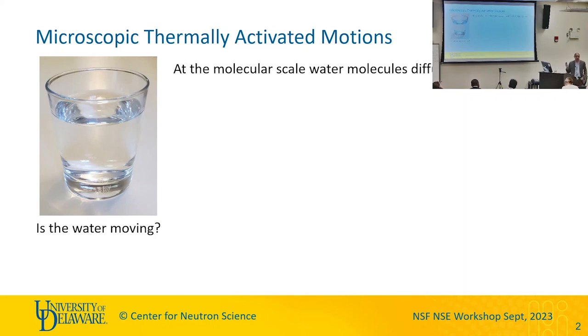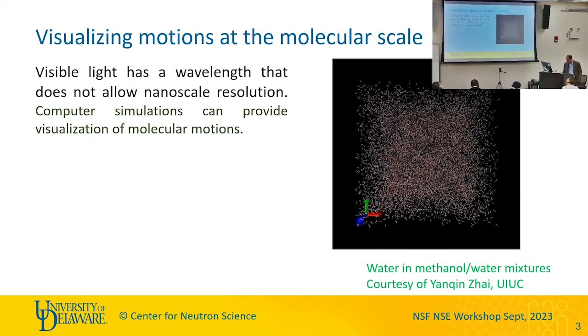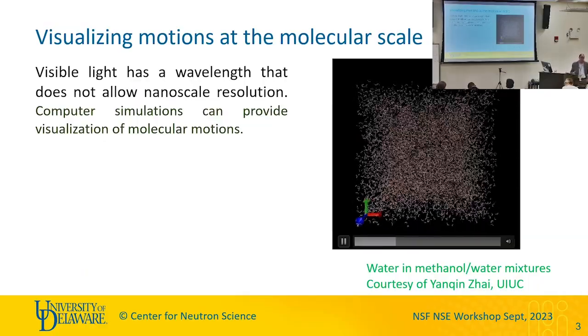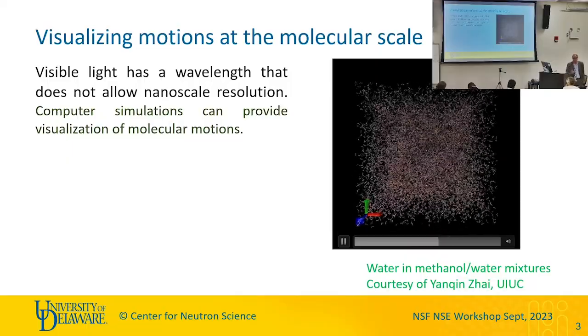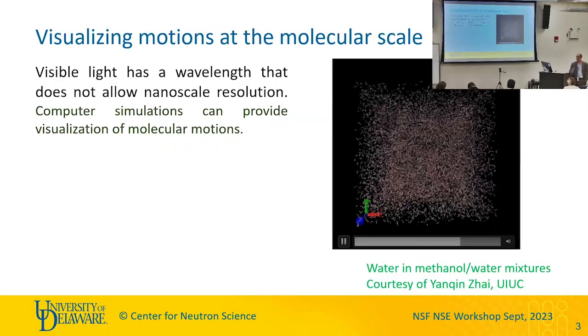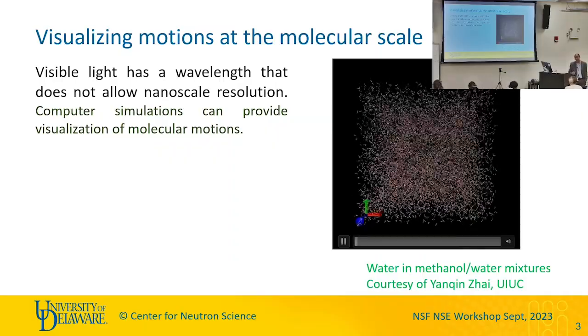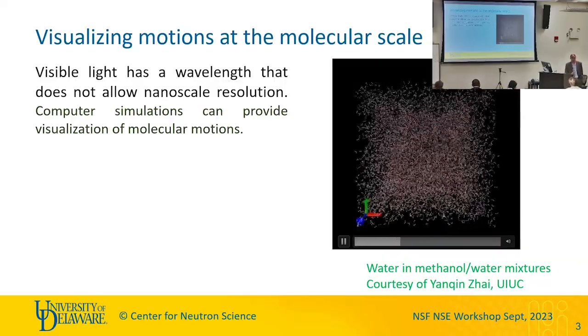Temperature, yes. At the molecular scale, water molecules diffuse, rotate, vibrate. So a visual indication of this is the Brownian motion. I stole this video from YouTube. Okay, the Brownian motion that you can visually see on a microscopic length scale is an indication of the motion of the molecules surrounding the Brownian particles. But you cannot actually see the motion of the solvent. You just see the effect of it on the Brownian particles.